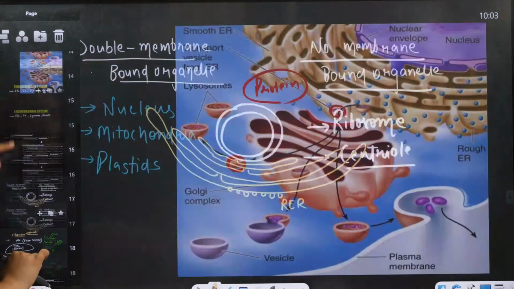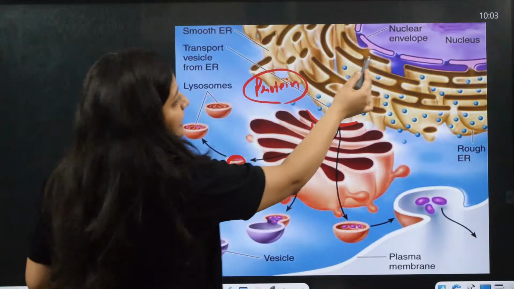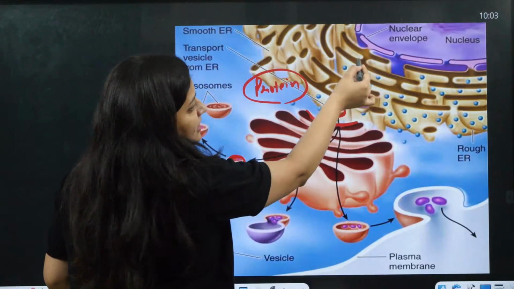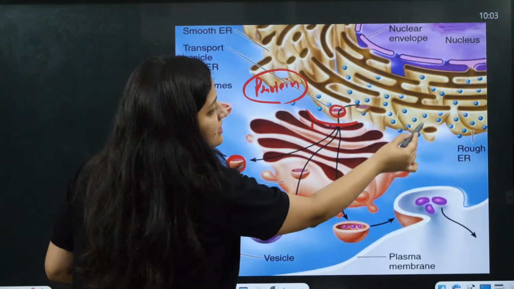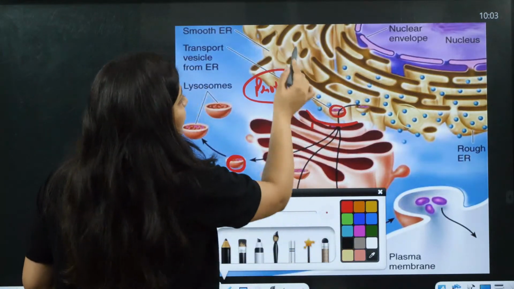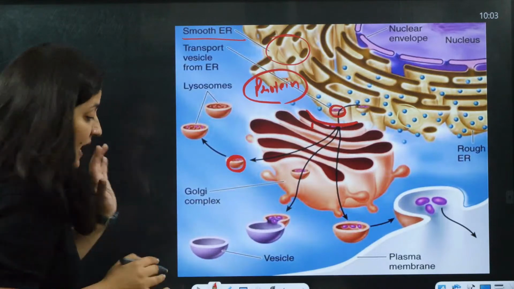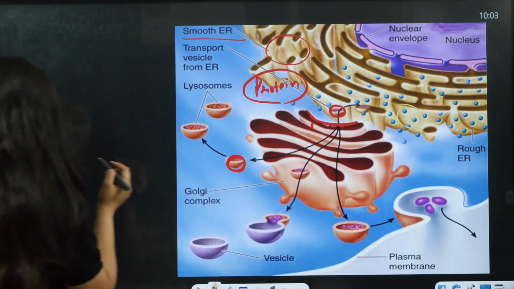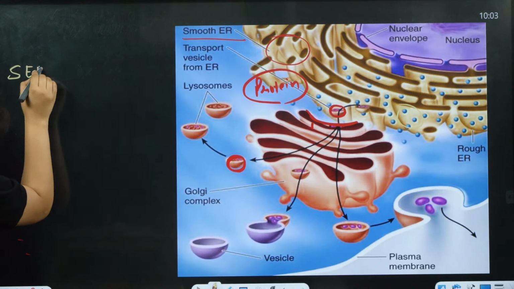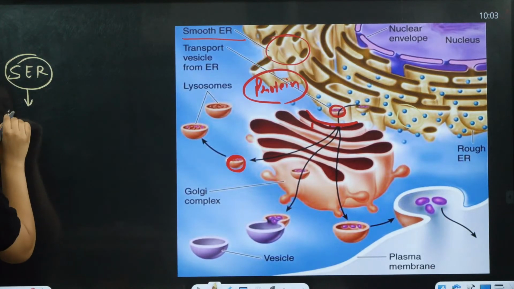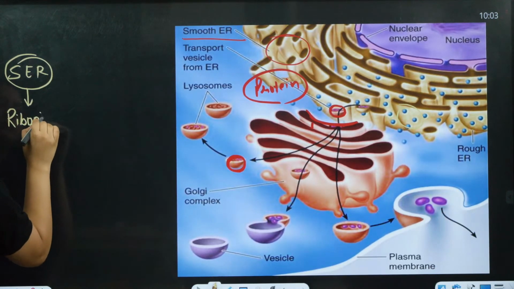So let me show you this thing here. So here you can see the outer nuclear membrane, the continuation. See this part, rough endoplasmic reticulum, right? And here it is the smooth ER, smooth endoplasmic reticulum. And do you know what is the reason behind this? In smooth endoplasmic reticulum, the ribophorins are absent.